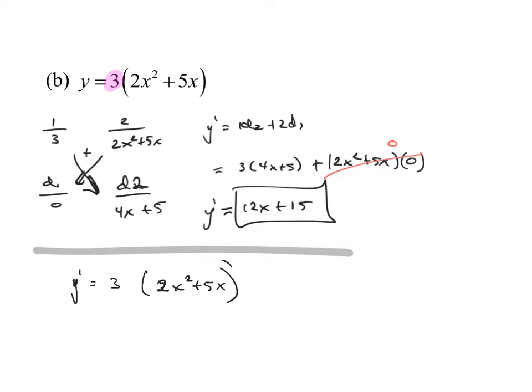So really what I should be writing is d/dx, the derivative with respect to x of this, but my lazy notation is just saying prime. I'm going to find the derivative of that. Because isn't the derivative of a constant times a function the constant times the derivative of the function? So this would be 3 times, well, what's the derivative of the inside? Again, the derivative of 2x squared would be 2 times 2x, which is 4x. The derivative of 5x would be 5 times 1, which is just 5. And this is how we're getting the 12x plus 15.